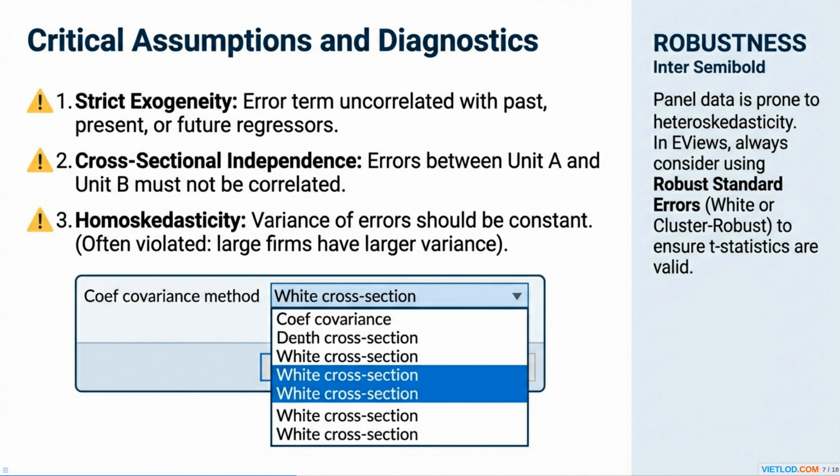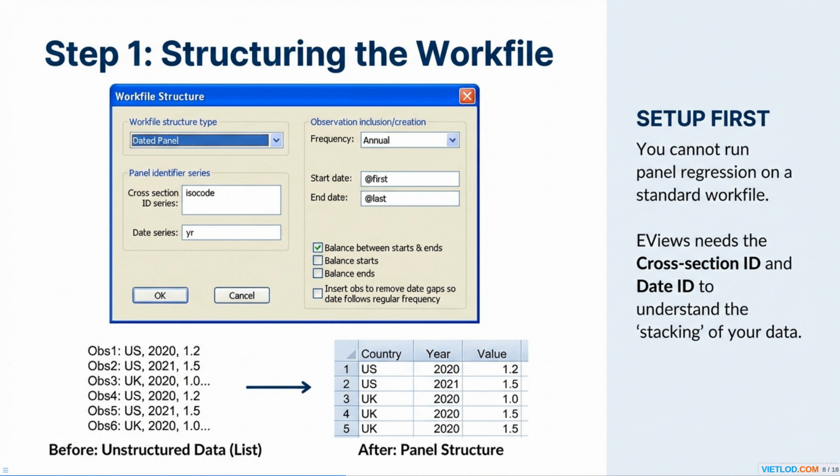To ensure the robustness of our results, especially in panel data, which is prone to issues like heteroskedasticity, it's crucial to always consider using robust standard errors. In software like EViews, you can choose methods such as white cross-section or cluster robust standard errors. This adjustment does not change your coefficient estimates, but corrects the standard errors, ensuring that your t-statistics and, consequently, your p-values are valid for hypothesis testing.